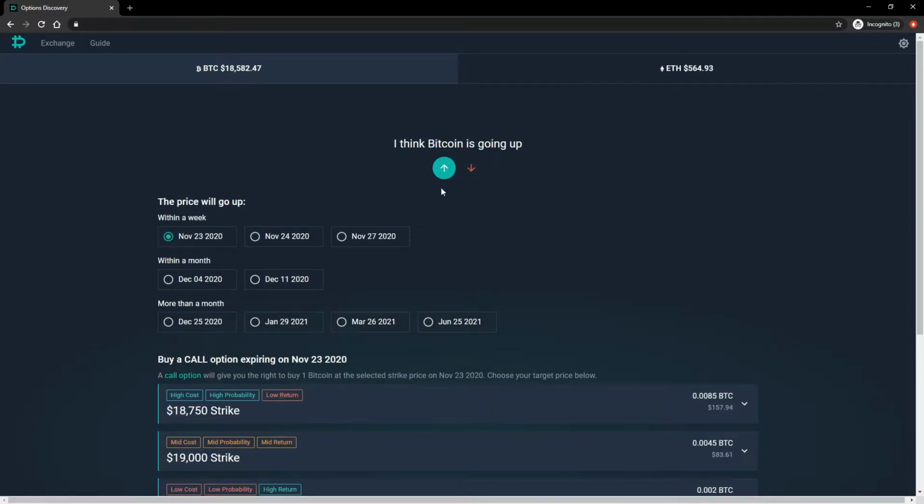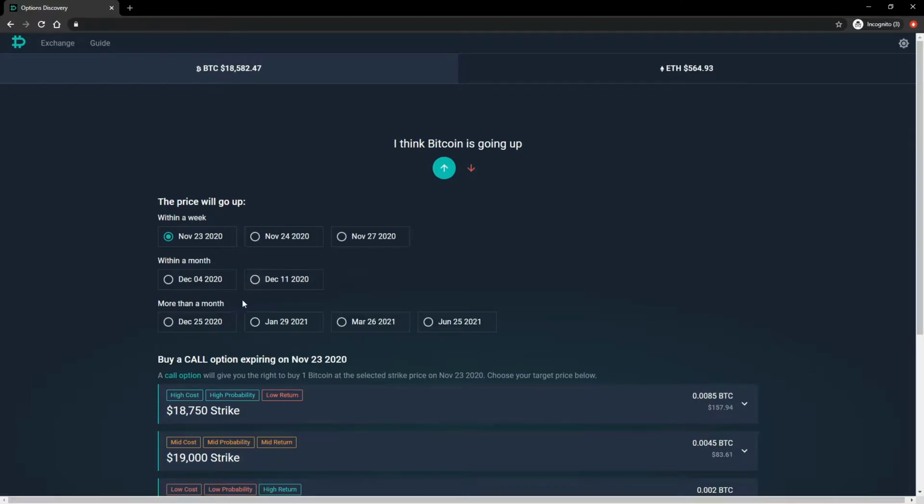For this example, let's say we expect the price of Bitcoin to increase, so we'll select the up arrow. The next thing to select is the time frame we expect this price increase to happen in. In other words, the expiry date of the options we'll be looking at. Any price movement you're looking to take advantage of will have to happen before this date.